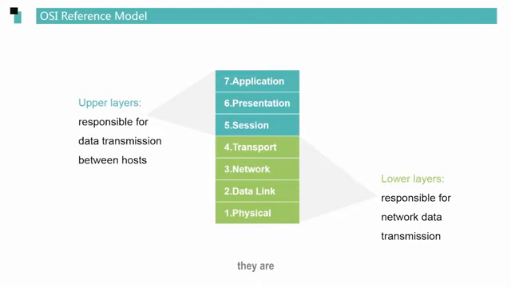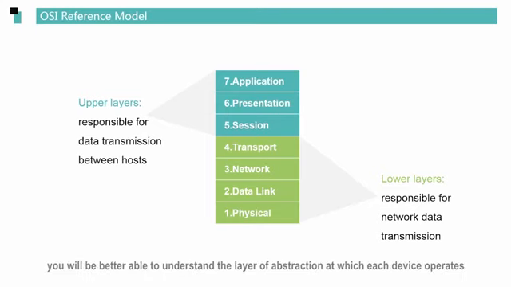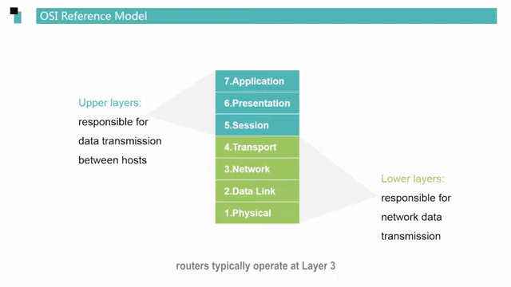Let's take a look at the 7 layers of the OSI model. Starting from the lowest layer, they are Layer 1, the physical layer; Layer 2, the data link layer; Layer 3, the network layer; Layer 4, the transport layer; Layer 5, the session layer; Layer 6, the presentation layer; and Layer 7, the application layer. The physical layer consists of the binary digits, a series of zeros and ones being carried over physical media such as wires and radio waves. The application layer interfaces directly with human operators. Each layer in between, from low to high, is an increasing layer of abstraction, interfacing with the layers above and below it. Once you're familiar with the OSI model, you will be better able to understand the layer of abstraction at which each device operates. For example, routers typically operate at Layer 3, switches at Layer 2, and cables at Layer 1.